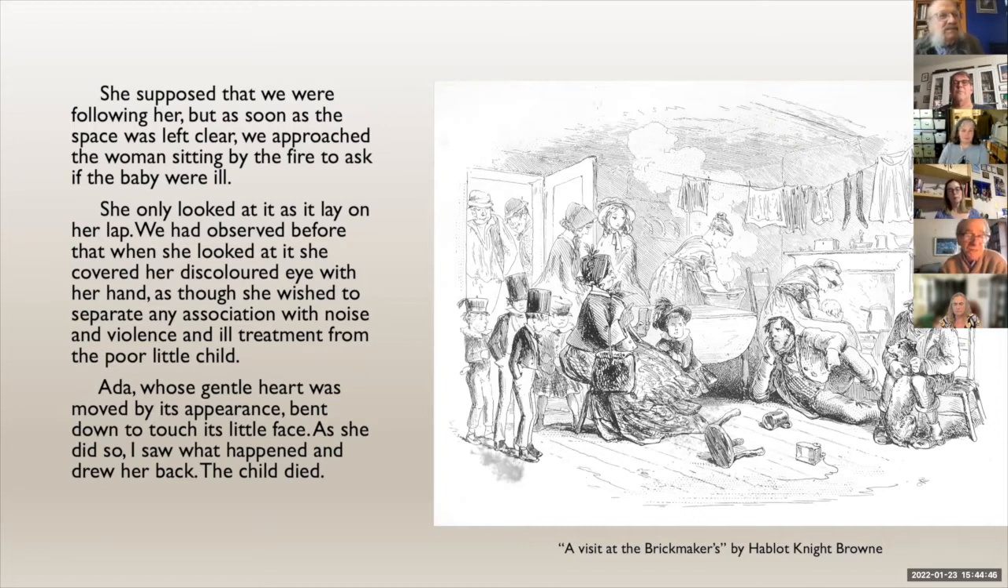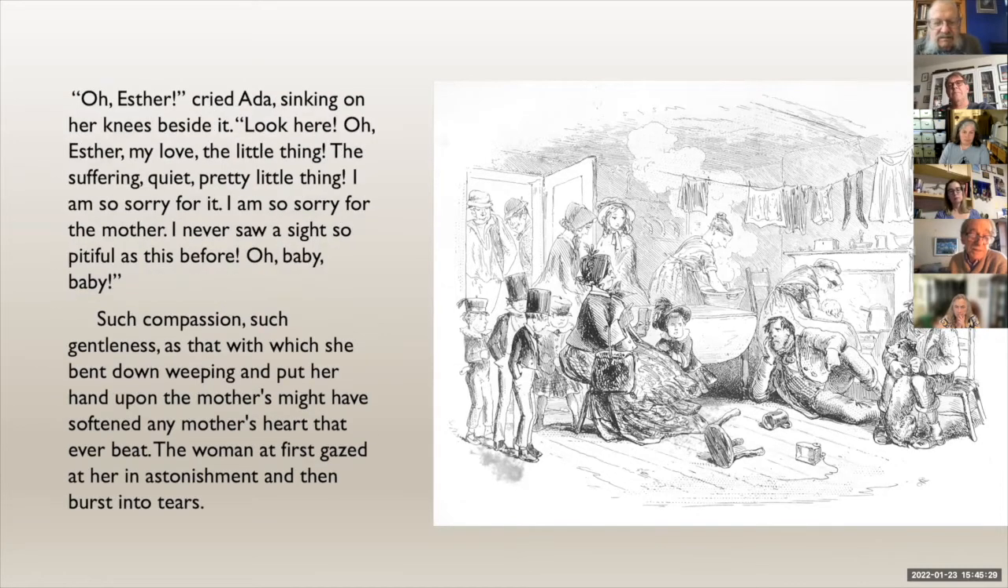The she in that first sentence is the lady who's doing the washing, and she leaves the room. She supposed that we were following her, but as soon as the space was left clear, we approached the woman sitting by the fire to ask if the baby were ill. She only looked at it as it lay on her lap. We had observed before that when she looked at it, she covered her discolored eye with her hand as though she wished to separate any association with noise and violence and ill treatment from the poor little child. Ada, whose gentle heart was moved by its appearance, bent down to touch its little face. As she did so, I saw what happened and drew her back. The child died. And go on to the next slide.